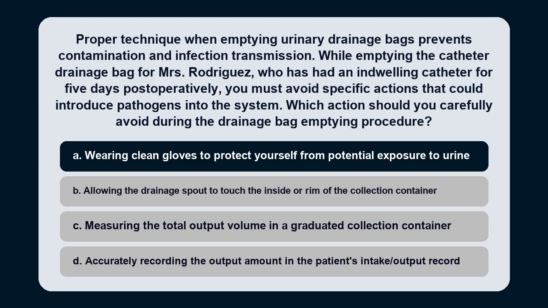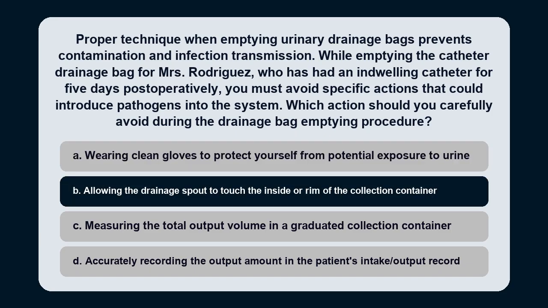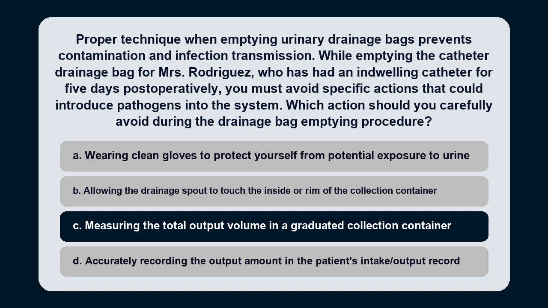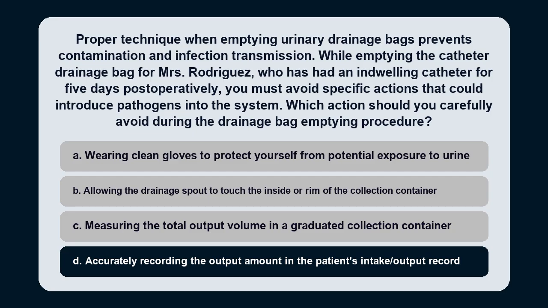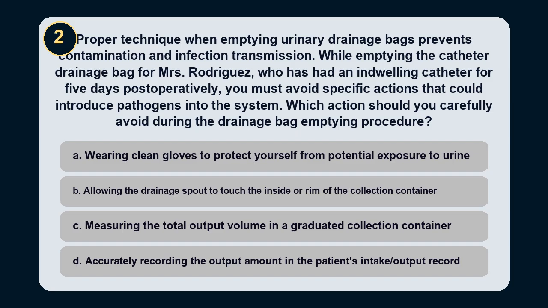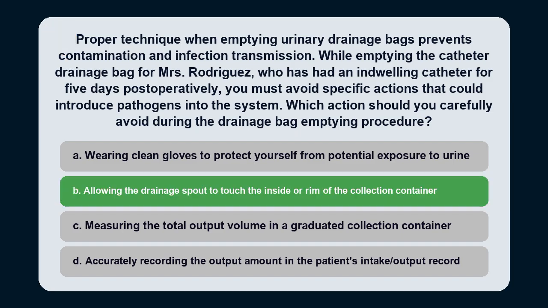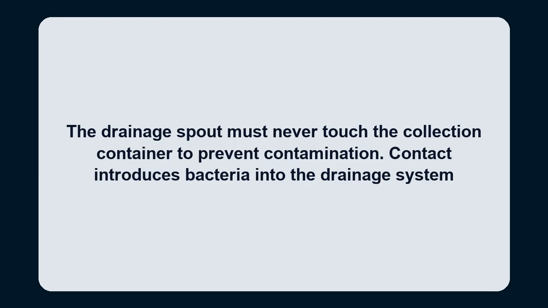Option A. Wearing clean gloves to protect yourself from potential exposure to urine. Option B. Allowing the drainage spout to touch the inside or rim of the collection container. Option C. Measuring the total output volume in a graduated collection container. Option D. Accurately recording the output amount in the patient's intake/output record. The answer is B. The drainage spout must never touch the collection container to prevent contamination. Contact introduces bacteria into the drainage system.